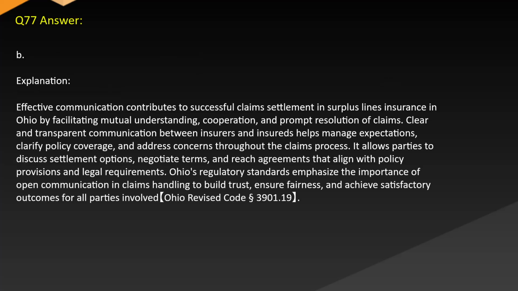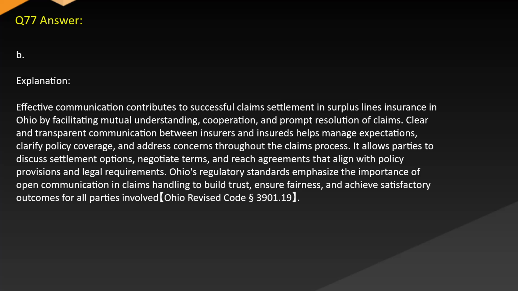Answer: B. Explanation. Effective communication contributes to successful claims settlement in surplus lines insurance in Ohio by facilitating mutual understanding, cooperation, and prompt resolution of claims. Clear and transparent communication between insurers and insureds helps manage expectations, clarify policy coverage, and address concerns throughout the claims process. It allows parties to discuss settlement options, negotiate terms, and reach agreements that align with policy provisions and legal requirements. Ohio's regulatory standards emphasize the importance of open communication in claims handling to build trust, ensure fairness, and achieve satisfactory outcomes for all parties involved.